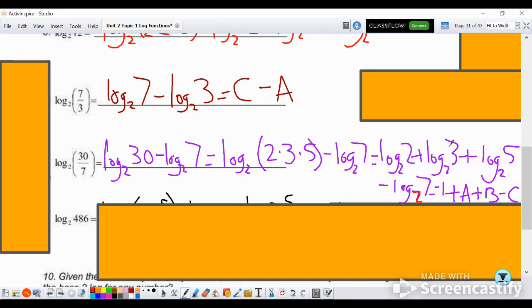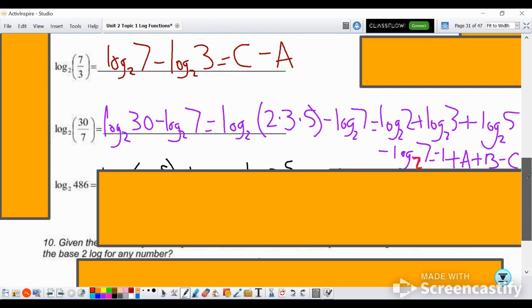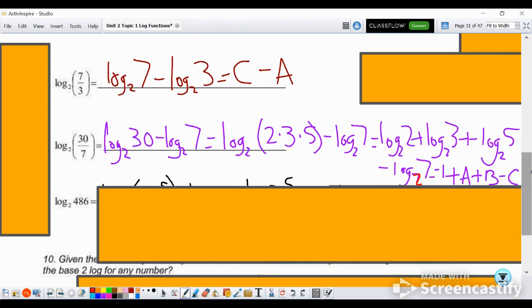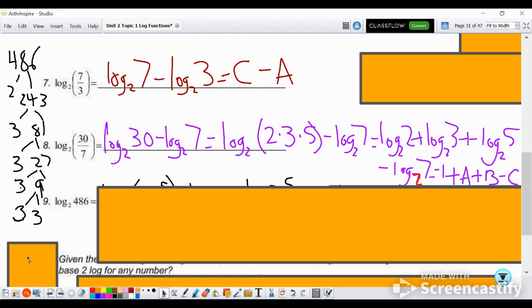For the last one, number 9, you're going to have to use a factor tree in order to break 486 into logs that are listed in the number bank. So I'm going to do a prime factorization over here. I just exposed it. So 486 can be broken down into 2 times 3 times 3 times 3 times 3 times 3. All of those multiplied together equal 486.